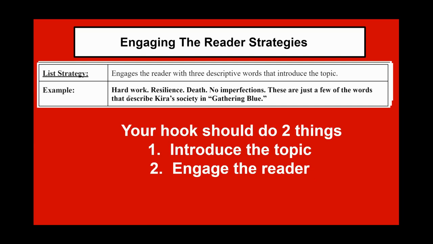Do not just put the descriptive words, make sure that you then explain what they do. So I did, "Hard work, resilience, death, no imperfections. These are just a few of the words that describe Kira's community in Gathering Blue."